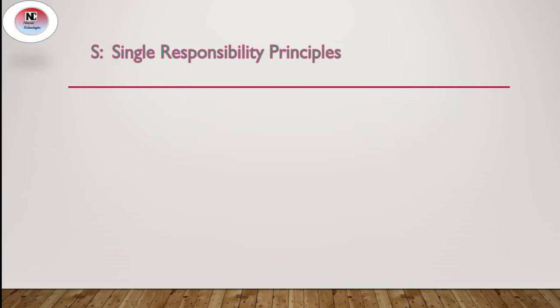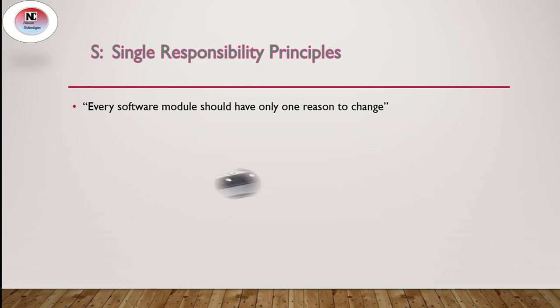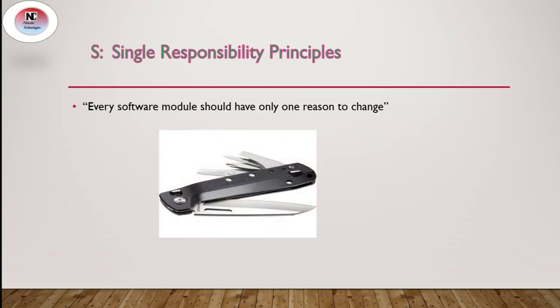Now we are going to learn the Single Responsibility Principle. In SOLID, S stands for Single Responsibility Principle. It says every software module should have only one reason to change. This means that every class or similar structure in your code should have only one job to do. Everything in that class should be related to a single purpose. Our class should not be like a Swiss army knife, where if one part needs to be changed, then the entire tool needs to be altered.